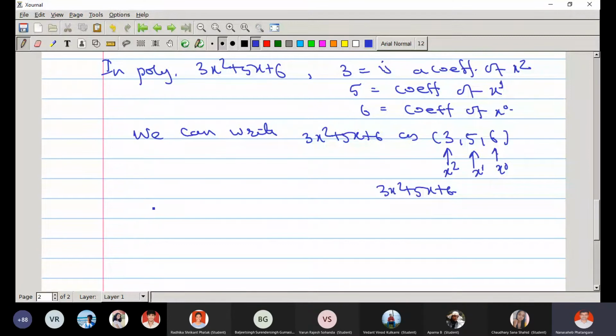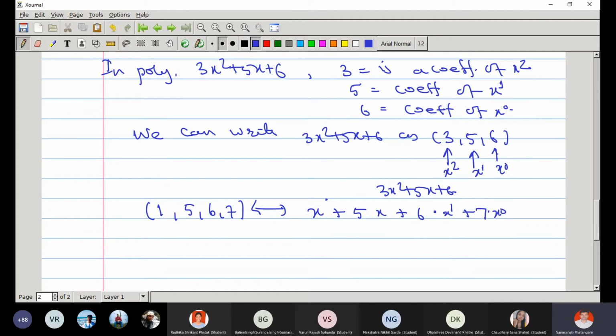So with this understanding, if I write something like (1, 5, 6, 7), can you tell me what the corresponding polynomial is? x cube plus 5x square plus 6x plus 7. So 1 into x raised to something plus 5 into x raised to something plus 6 into x raised to something, plus 7 into x raised to something. Here I start with x raised to 0, x raised to 1, x raised to 2, x raised to 3, and therefore this is the polynomial x cube plus 5x square plus 6x plus 7, right?